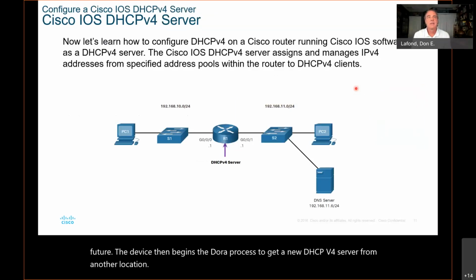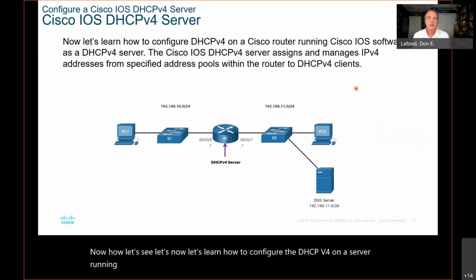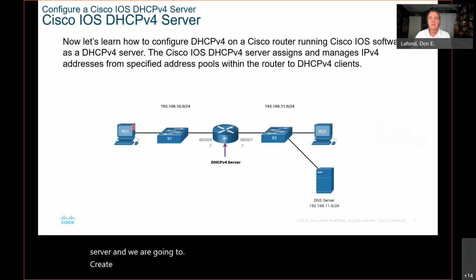Now let's learn how to configure DHCPv4 on a server running IOS software. The Cisco IOS DHCPv4 server assigns and manages IPv4 addresses from specific address pools within the router. Here is my DHCP server, and we are going to create a pool that is going to give addresses out to any PC and the server, for that matter, that needs an IP address.